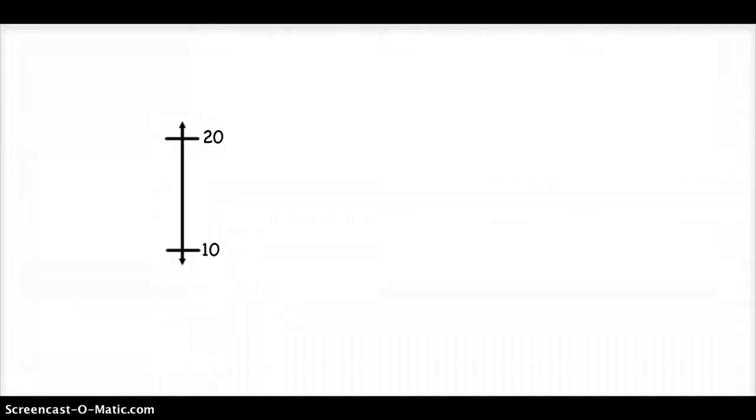On this vertical number line, I have the two endpoints marked 10 and 20. The first thing we need to do is decide what our midpoint is, or halfway between 10 and 20. Halfway between 10 and 20 is 15.